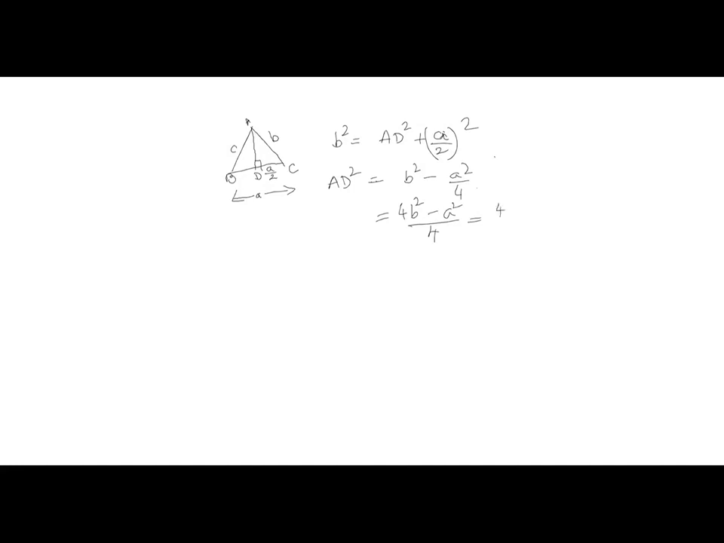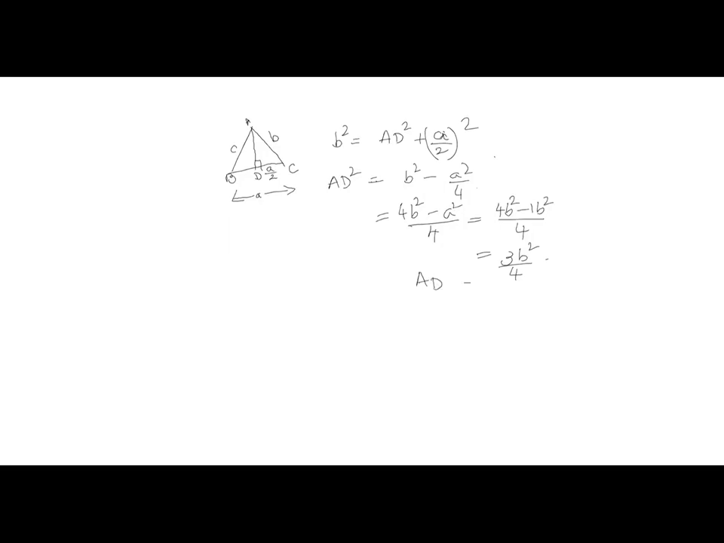So I can write this as 4b squared minus b squared by 4. Is it correct? Yes, ma'am. What is 4b squared minus 1b squared? 3b squared, so 3b squared by 4. Am I right? Yes, ma'am. AD squared is 3b squared by 4.